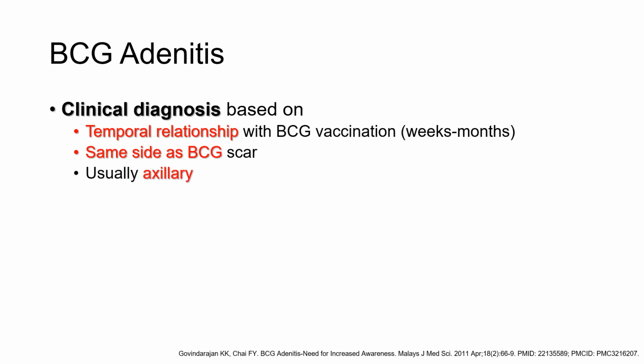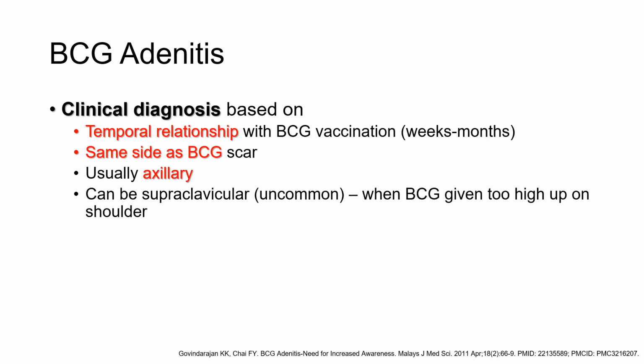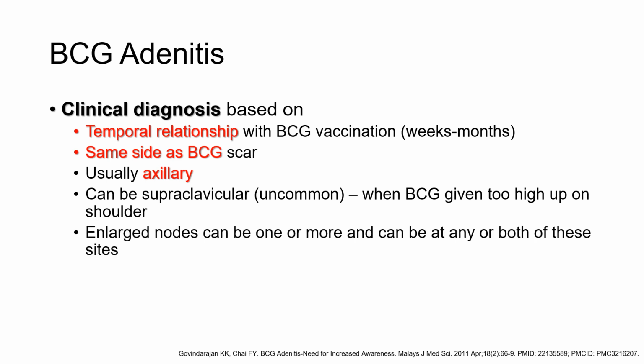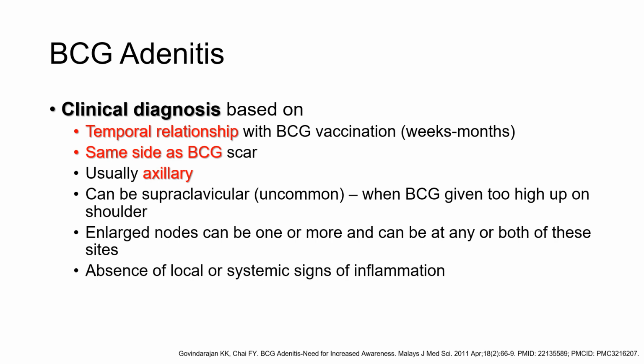Third thing is, it is usually axillary. Isolated supraclavicular lymphadenopathy can sometimes be seen when BCG is given too high up on the shoulder, and enlarged nodes can be one or more and can be at any or both of these sides. So BCG adenitis is diagnosed clinically basing upon these criteria, and the absence of local or systemic signs of inflammation must always be there. If there is any sign of systemic inflammation, or any sign of local inflammation, that may not be BCG adenitis. That may be an infected lymphadenitis, or there may be some other cause.